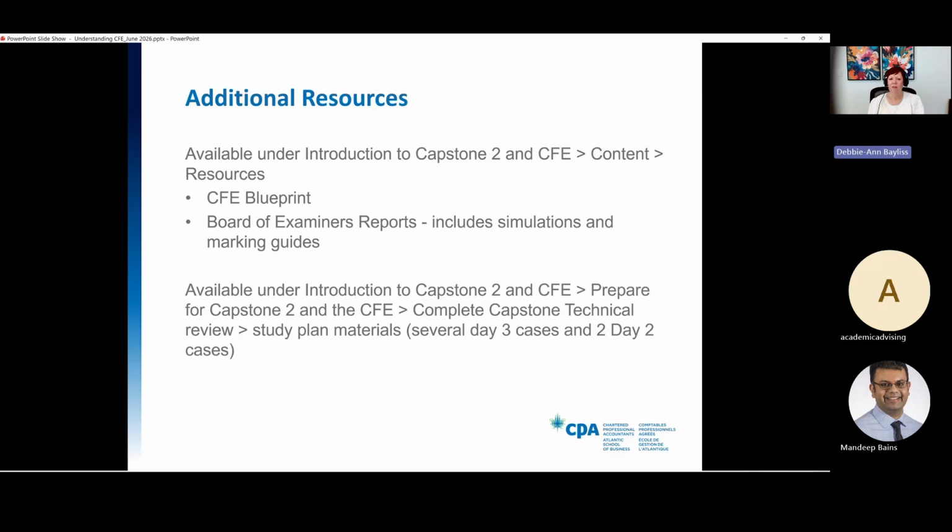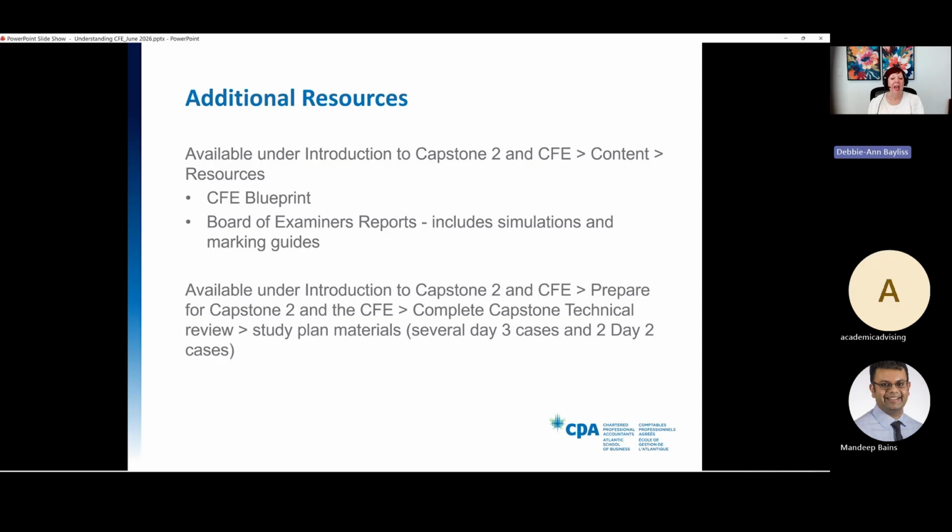So there's lots of resources available to you. Under Introduction to Capstone 2 and CFE, under the resource section, you have access to the CFE blueprint. You also have access to the Board of Examiners reports, which include past CFE exams, they call them simulations, and marking guides.